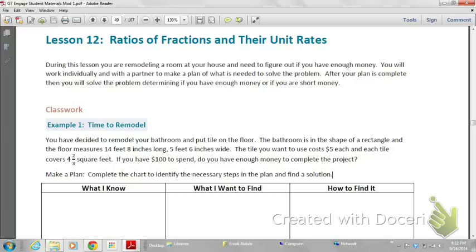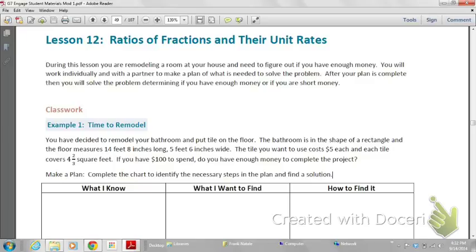Okay, so during this lesson you are remodeling a room at your house, and need to figure out if you have enough money. You will work individually and with a partner to make a plan of what is needed to solve the problem. After your plan is complete, then you will solve the problem, determining if you have enough money or if you are short money. Okay, so here it is.